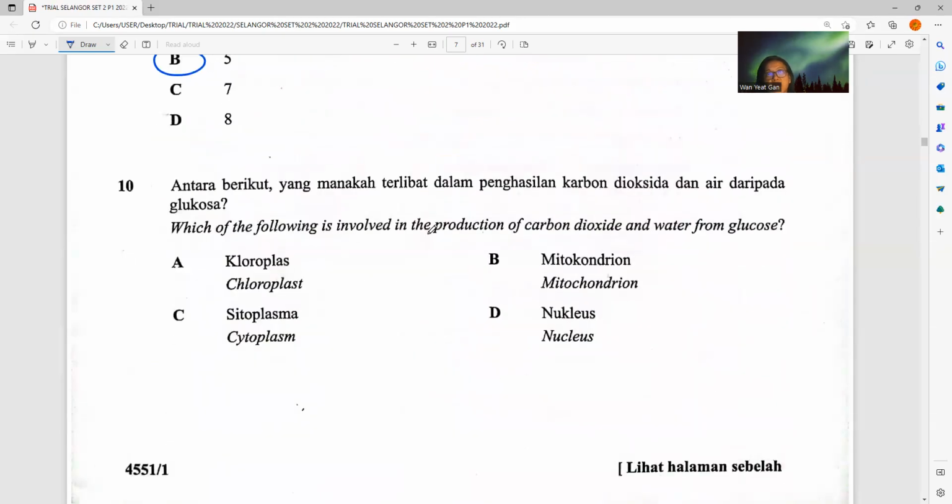Which of the following is involved in the production of carbon dioxide and water from glucose? Okay, so the production of carbon dioxide from glucose is cellular respiration, which occurs in the mitochondria.